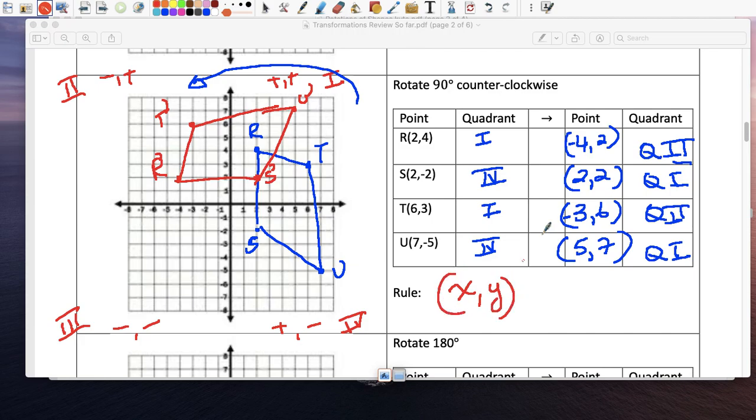Notice, if you look at the numbers, compare this one to this one. They do switch positions, right? Y and X. And we're going to negate the Y. If you look at point R, it's 2 and 4, which changes to negative 4 and 2. So the numbers switch position, and we negate the Y. The 4, notice that this was positive 4, now it's negative 4. X, which is 2, stayed as 2. Okay?